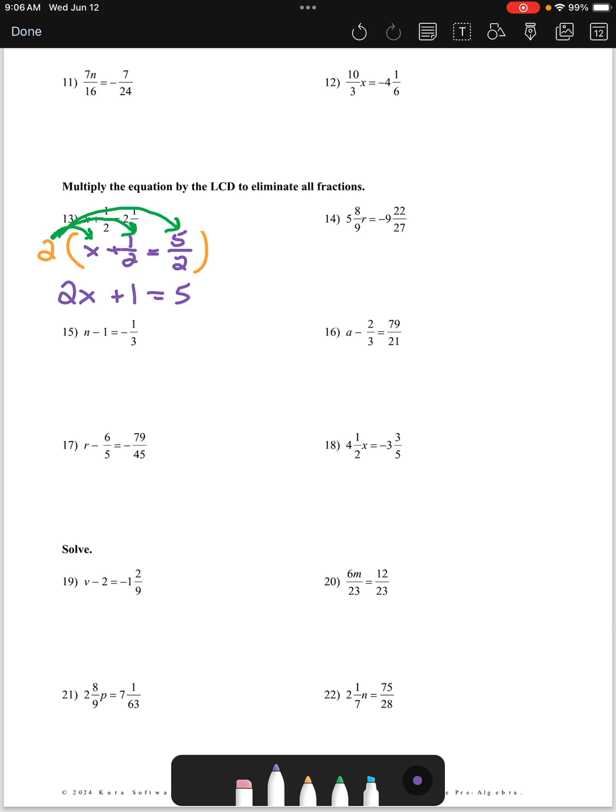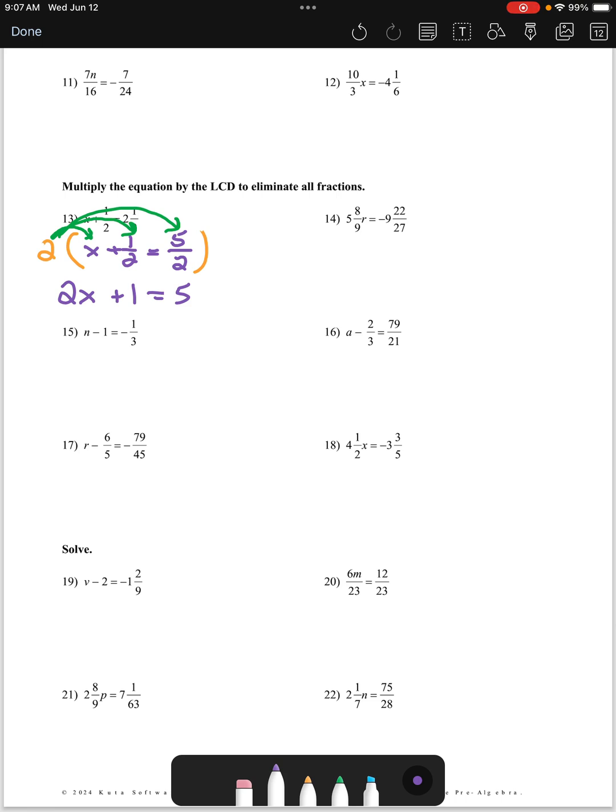When the LCD is just the denominator of the fractions, then anything that's not a fraction does get multiplied by that LCD. But multiplying a fraction by its own denominator will simply clear out that denominator. Will every problem be this nice? No, of course not. But this is the general process we're going to follow now. And that's all we're doing in these first 6 problems. We're multiplying the equation by the LCD to get rid of the fractions.